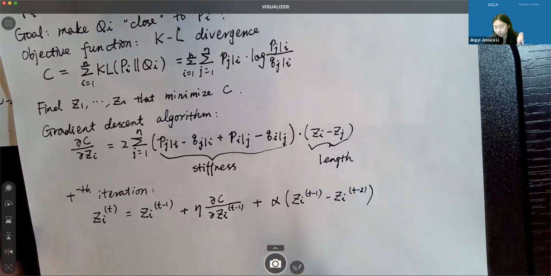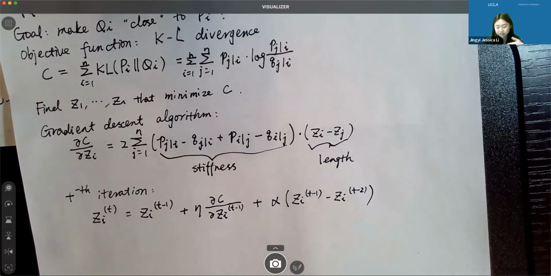So in other words, you are trying to not just move forward, but you also have some backward thing, going back a little bit so that you don't move too fast. So this is just a typical way of doing this optimization in the gradient descent algorithm.